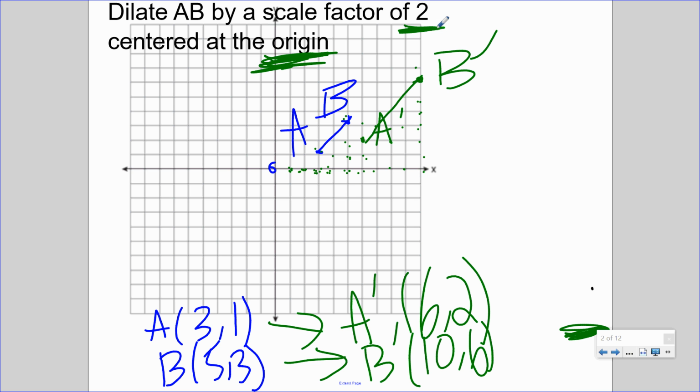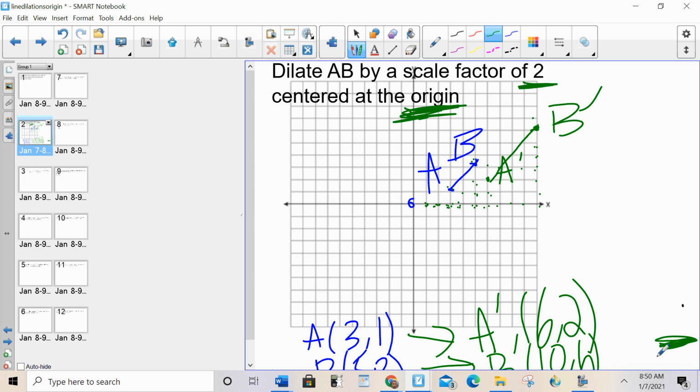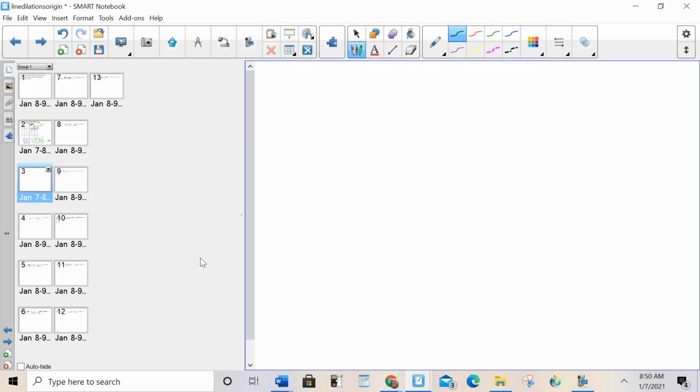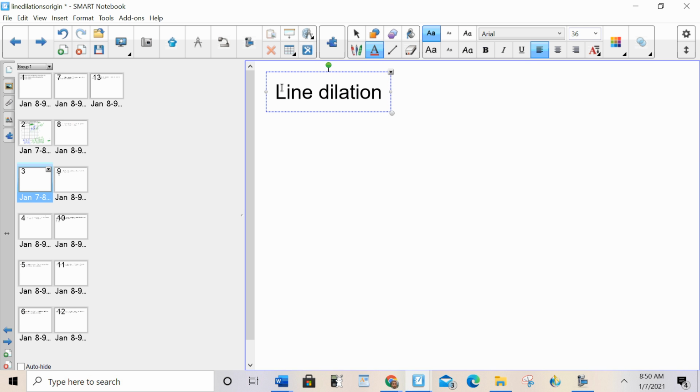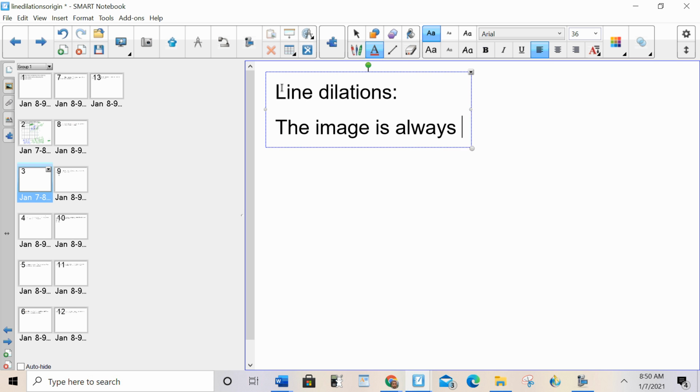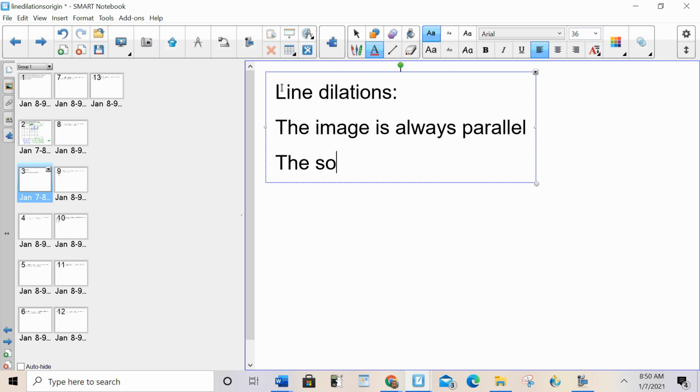Another thing I want you to recognize is that these two line segments are parallel. That will always be the case, and we know that parallel lines have the same slope. So when you do line dilations, the image is always parallel, which means the slopes are always the same.